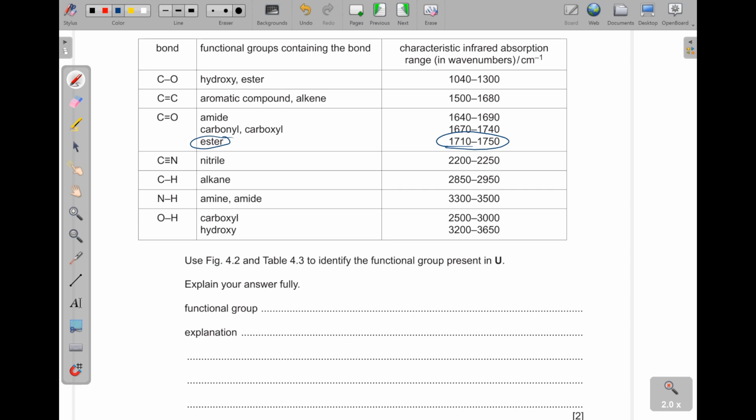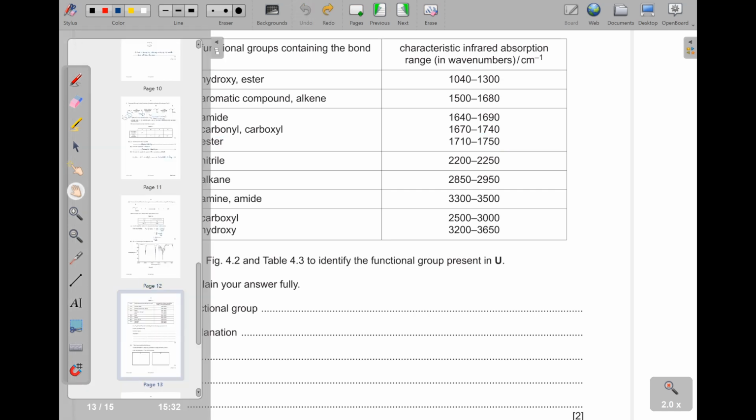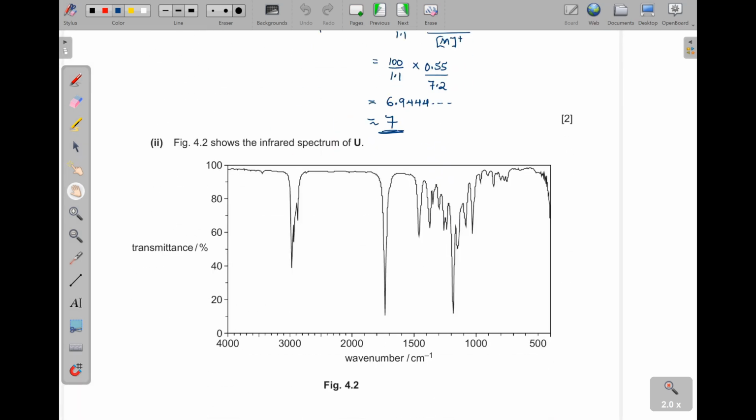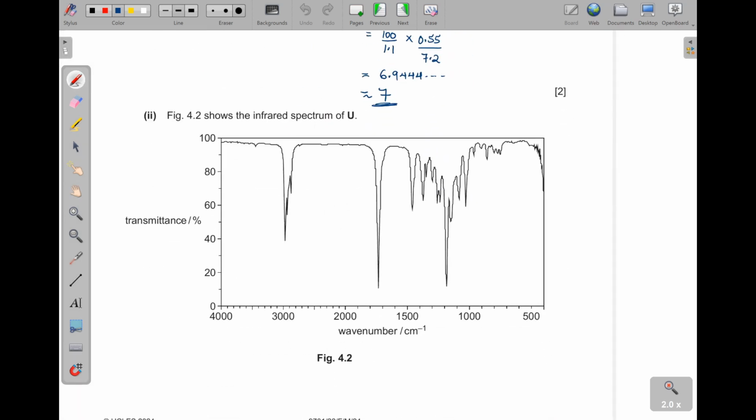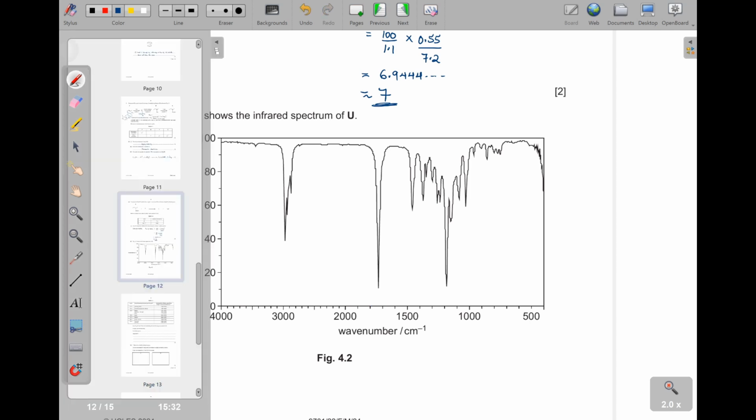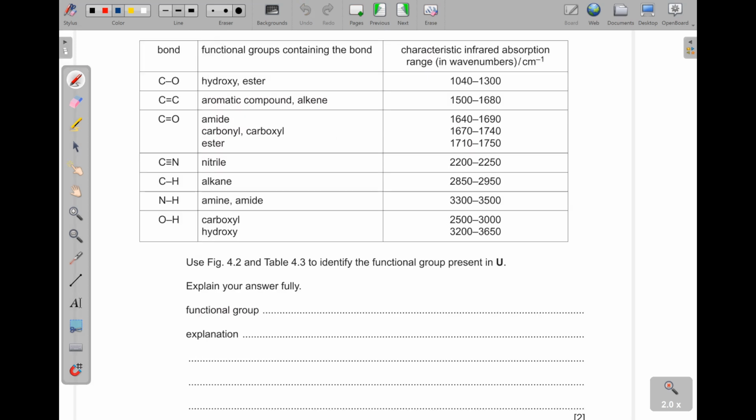1710 to 1750. Now, do we have that one in this spectrum here? This is the one here. 1710 to 1750. So we have seen that one there. So I will come to this one here and say that the functional group present is an ester. Then I will say explanation.